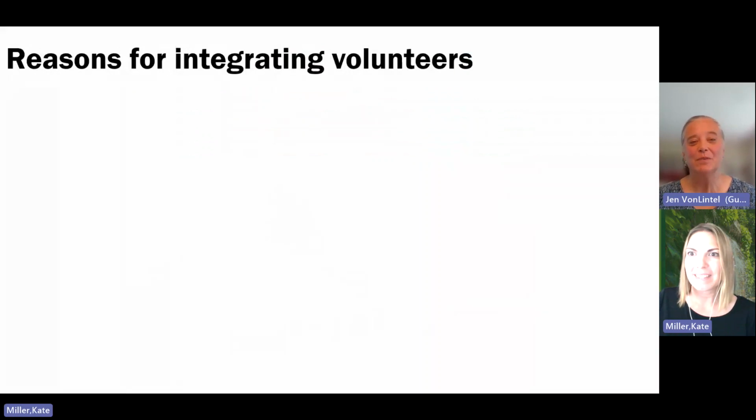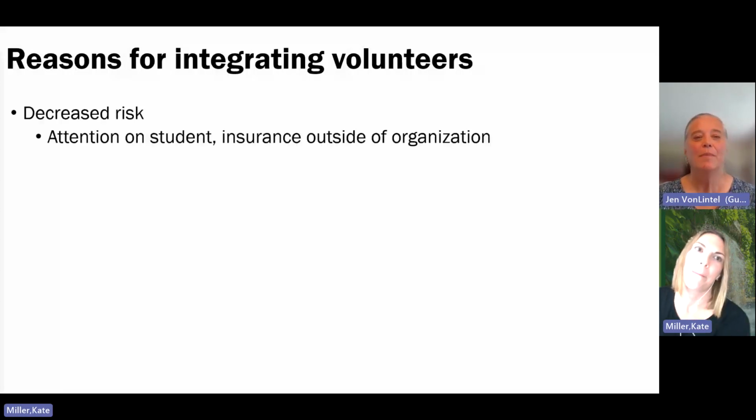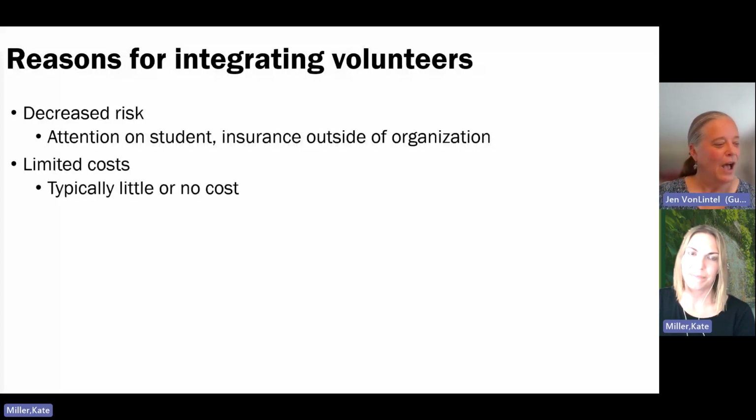Great. So there's a number of different reasons that we would like to integrate volunteer teams into our animal assisted programs in the school setting. The first is we're always looking at decreasing our risk. So when I'm focused on the student, that means that the handler of the dog can be focused on the dog, and that our insurance is also outside of our own organization. So in this case, Havoc has their own insurance, so the school district doesn't need to worry about those kinds of risk management issues. It's also sometimes significantly less cost.